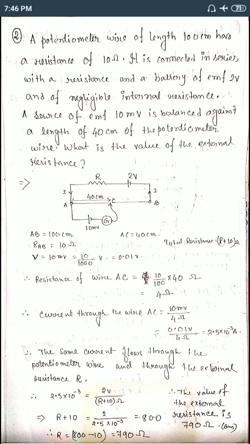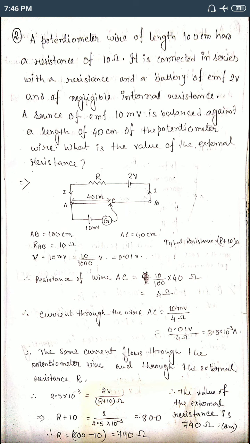So first we find out the resistance of the wire AC. Now here you see that the AB wire has a resistance of 10 ohm, and it is also connected with the external resistance R. So in this circuit the total resistance is R plus 10, because they are connected in series. So the total resistance will be R plus 10 ohm.